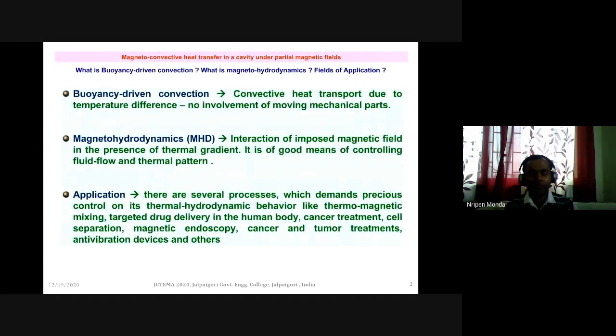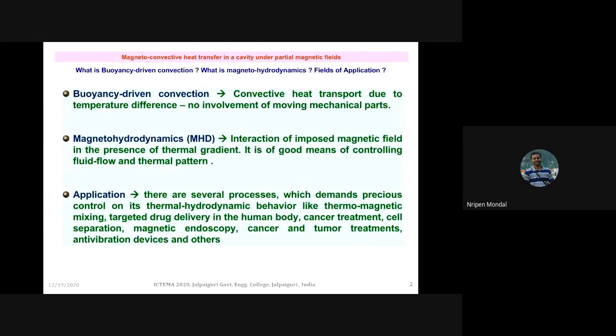Now, before going into the details about the proposed work, there are very few basic terms. Everyone knows these terms, that is buoyancy-driven convection. This is basically a convective phenomenon under thermal gradient. And we can find numerous applications of buoyancy-driven convection in engineering as well as in medical devices, even also in nature. Now, with this buoyancy-driven convection, if we consider magnetic field, that means magnetohydrodynamics, which is basically thermal convection in presence of magnetic field.